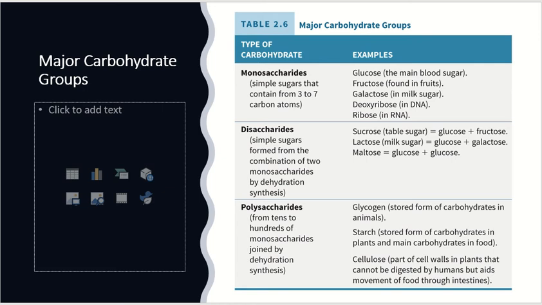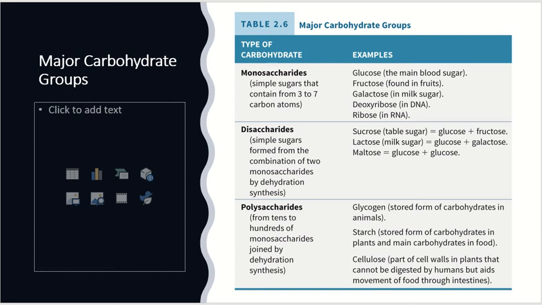Okay, so here we have just a cute little table that really nicely illustrates the examples and the definitions of the types of carbohydrates. All right, so here we can see we've got our monosaccharides. These are just basically simple sugars that contain 3 to 7 carbon atoms. This is your stuff like your glucose, your fructose, your galactose, deoxyribose and ribose, things that make up your DNA and your RNA. All right. Next, we have our disaccharides.